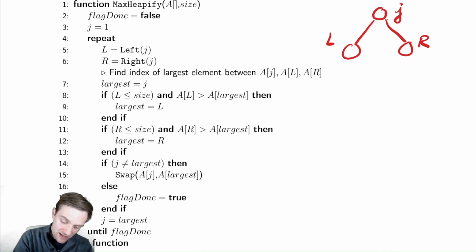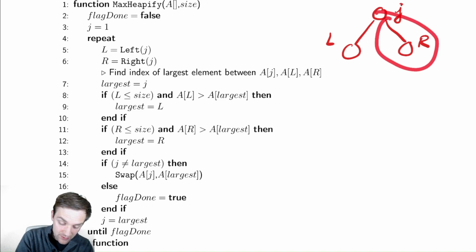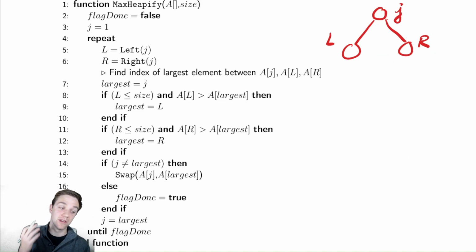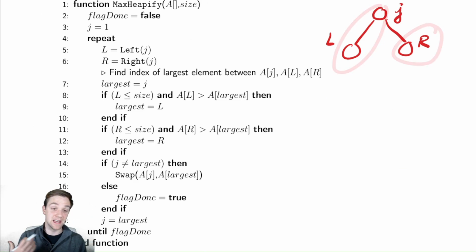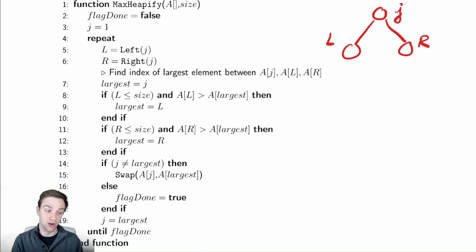If so, L is now the largest, so we update largest. We then check, does it have a right child? And is that right child greater than the largest we've found so far? So we've compared these two. We then compare whatever the larger two of those was to R. And then if that's larger, we set largest to be R. So it's just finding the maximum between those three elements.